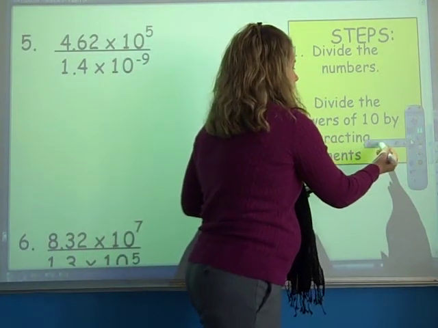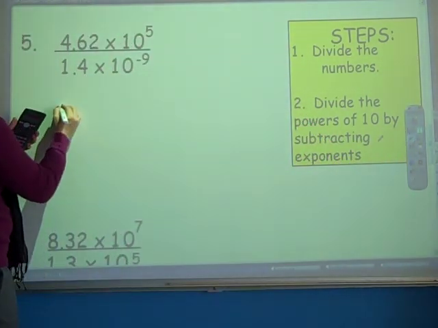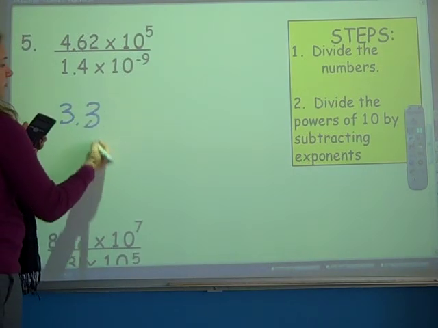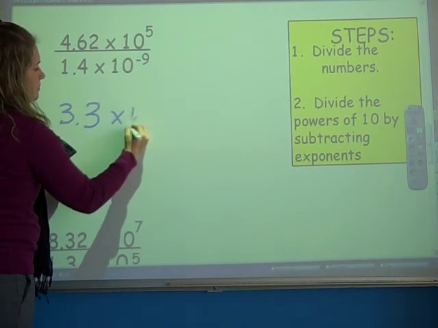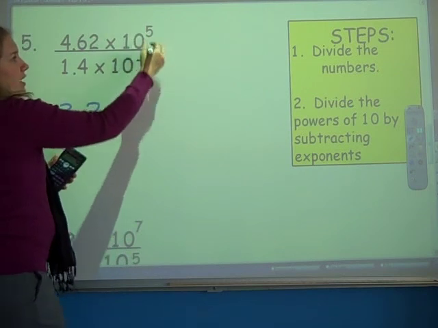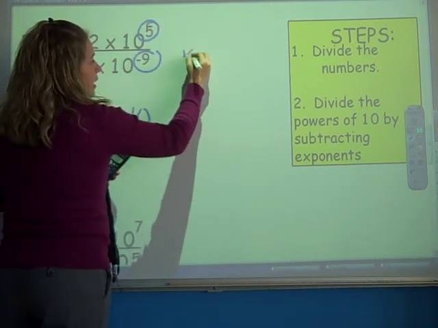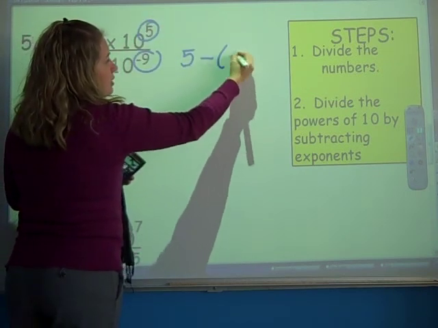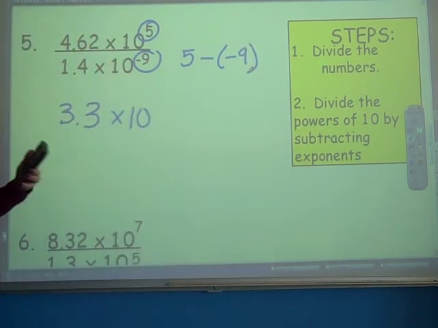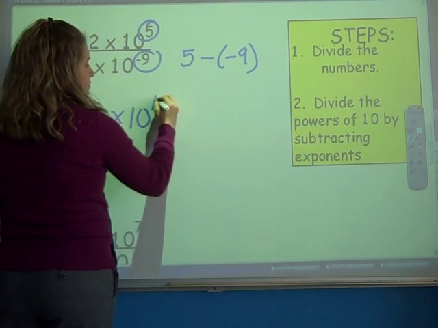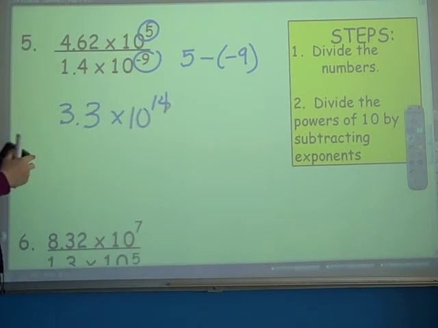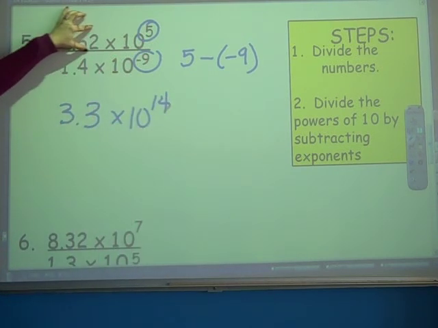This pen marking here. I get 3.3 times 10. And I'm going to do 5 take away negative 9. Well, 5 take away a negative, that means plus. 5 plus 9 is 14. Okay? It kind of should make sense logically if you think about it.